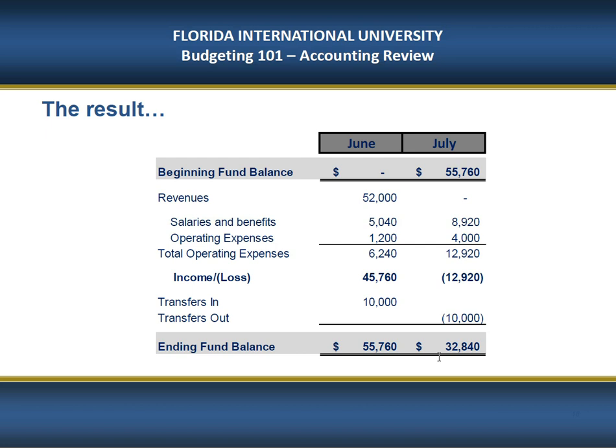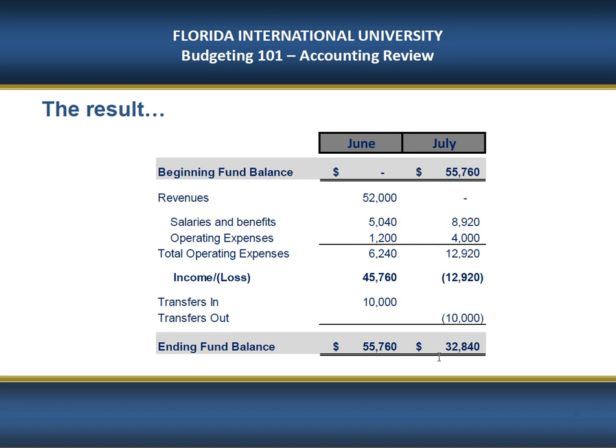But remember, we got the original $10,000 startup funding. We're going to show that here, below our net income line as a cash transfer in. So our ending fund balance at the end of June is $55,760. This becomes our beginning fund balance in July.